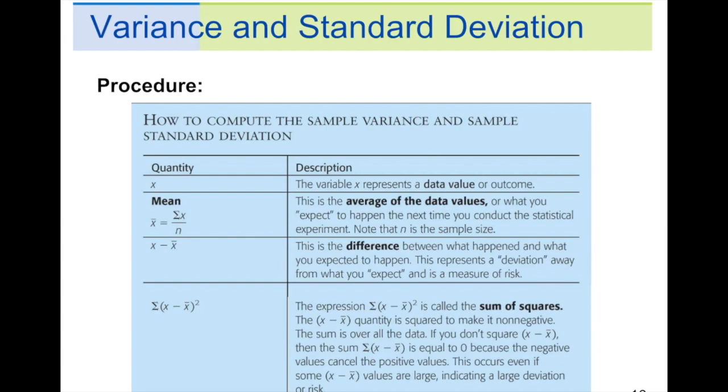Then we have what's called the sum of squares. So what we're doing here is we're taking the difference of each data value, squaring them, and then adding them all up. As it says here, the x minus x-bar quantity is squared to make it non-negative. The sum is over all the data. If you don't square it, then the sum is equal to 0 because the negative values cancel out the positive values. This occurs even if some values are large, indicating a large deviation or risk. So you need to square them first, then add them all up. That's all we're doing here. After you find all the deviations, square all those deviations, then add them all up.